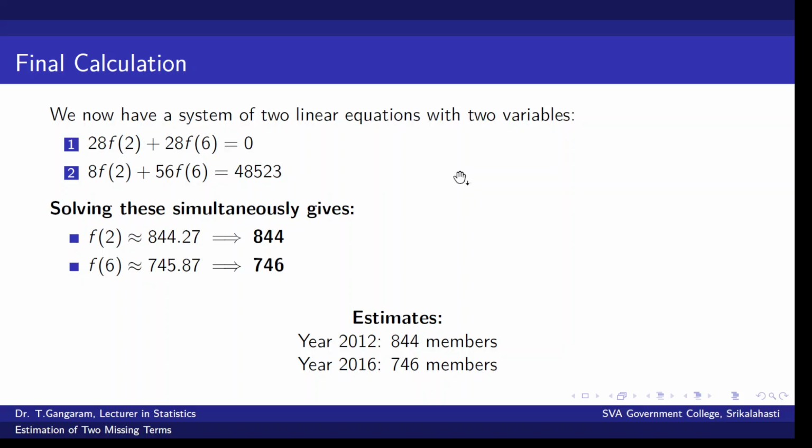Solving these simultaneously gives f of 2 is equal to 844.27, approximately equal to 844. f of 6 is equal to 847. Now the estimates for the year 2012 is 844 and for the year 2016 is 847. Thank you.